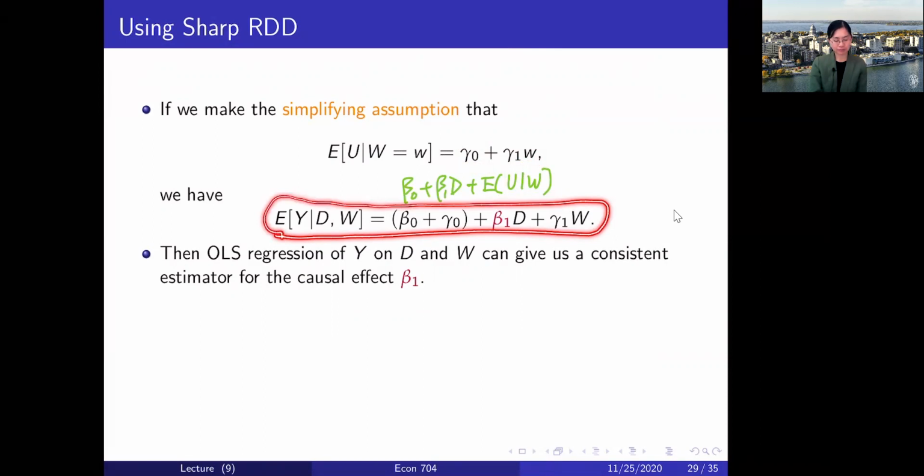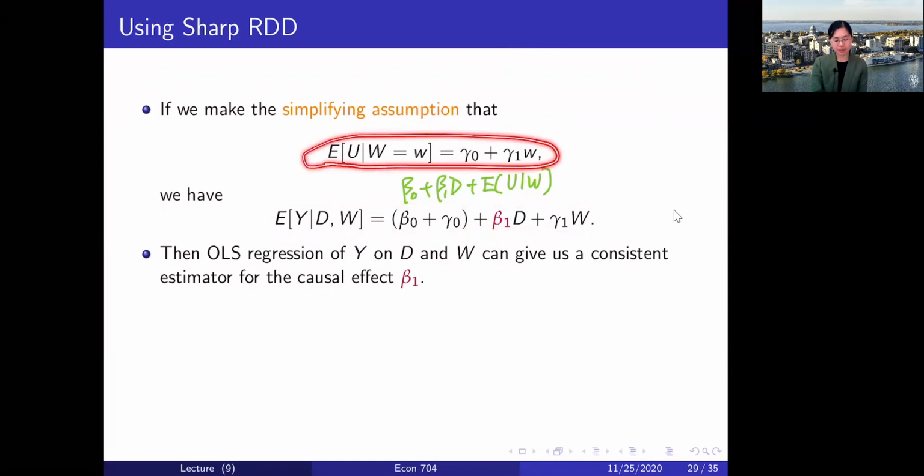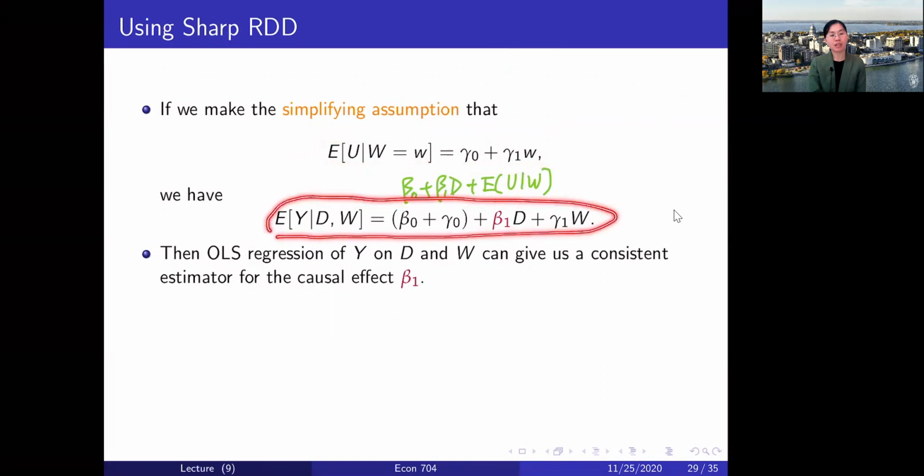If this linearity simplifying assumption is satisfied, then this linear conditional mean model is correctly specified, in which case running an OLS regression of Y on D and W will give us a consistent estimator for beta 1. So this is the simplest version of the sharp RDD. Okay, this is the simplest version of using sharp RDD to estimate the causal effect of D.